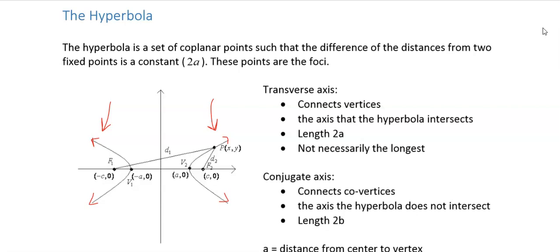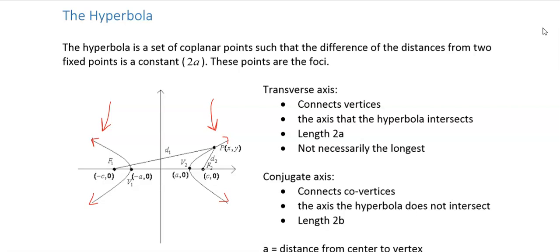Now, you might think that they kind of look like two parabolas that are back to back, but they're not parabolas. They're definitely not. Their shape is completely different from a parabola. With a parabola, the further you go to infinity, the two sides almost become parallel to each other. Well, that's not the case with a hyperbola. So we're going to see how hyperbolas are different from parabolas.